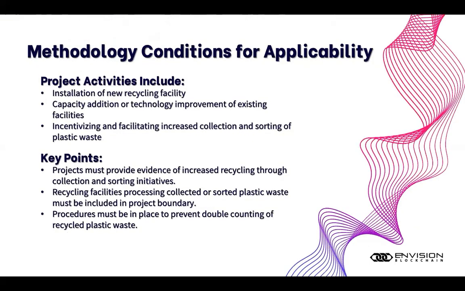Here's some of the conditions for applicability. You want your project activities to include one of the following: installation of new recycling facilities, capacity addition or technology improvement of existing facilities, incentivizing and facilitating increased collection and sorting of plastic waste. And some key points are that the projects must provide evidence of increased recycling through collection and sorting initiatives. Recycling facilities processing collected or sorted plastic waste must be included in the project boundary. And procedures must be in place to prevent double counting of recycled plastic waste.